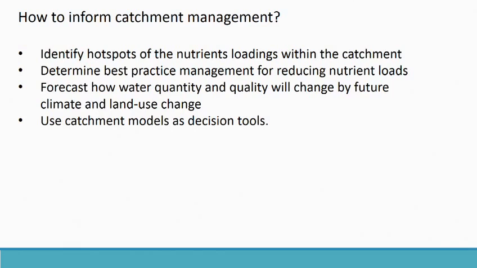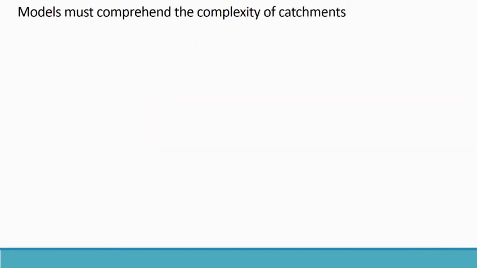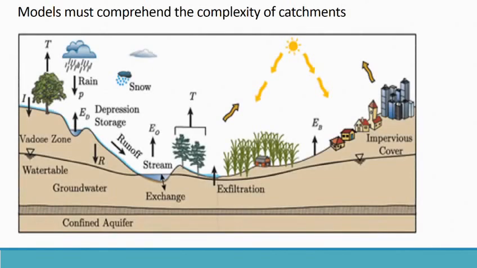For that purpose, most of the time we use catchment modeling, and it is a widely used process. Our catchments are very complex systems. We have a lot of processes inside the catchment. We have rain, and then there is evapotranspiration, there is exchange of water between the stream and the groundwater. We have rural areas and urban areas, and because of all of these complexities, we have a very complex process. And when we are using models, our models should actually represent these complex processes.